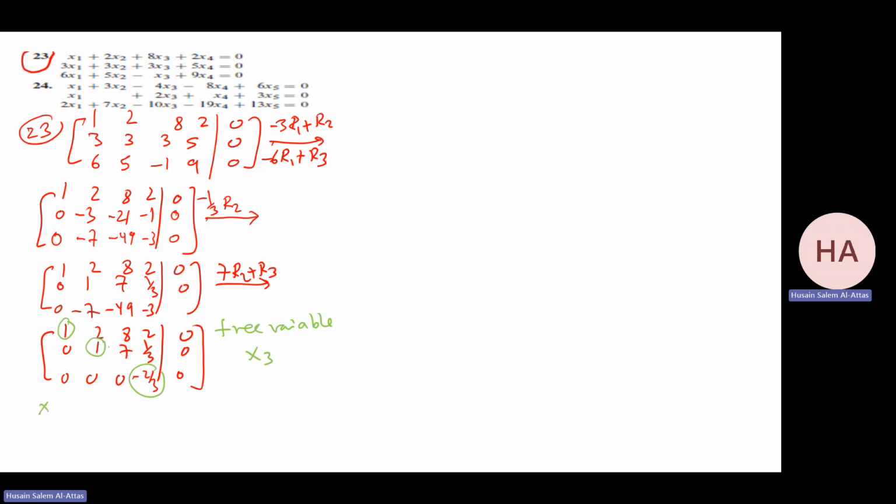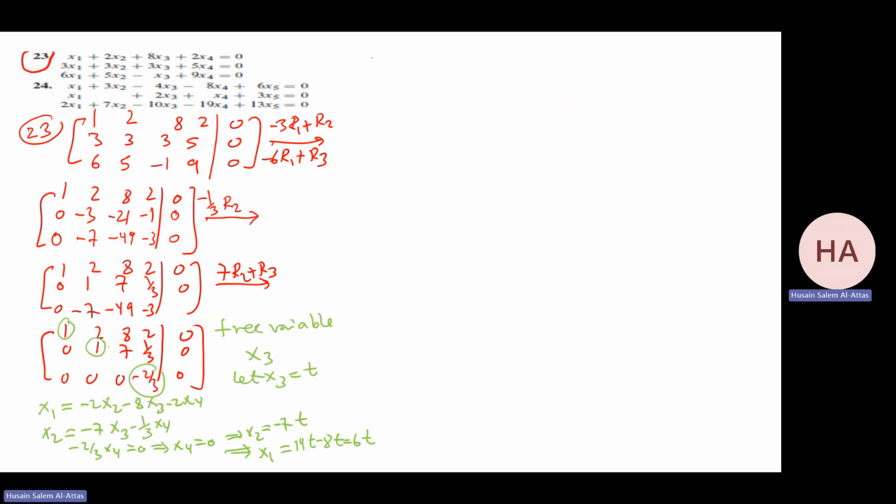Okay. So I have x1 equals, I let x3 equal t. Okay. So x1 equals minus 2x2 minus 8x3 minus 2x4, x2 equals minus 7x3 minus 1 over 3 x4. And the last one, I have minus 2 over 3 x4 equals 0. So x4 equals 0. And that gives me x2 equals minus 7t. And that gives me x1 is what? 14t minus 8t, which is 6t.